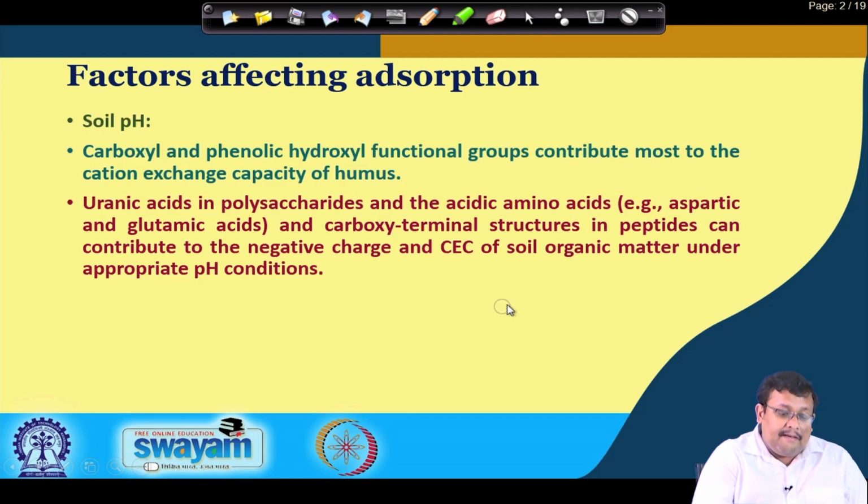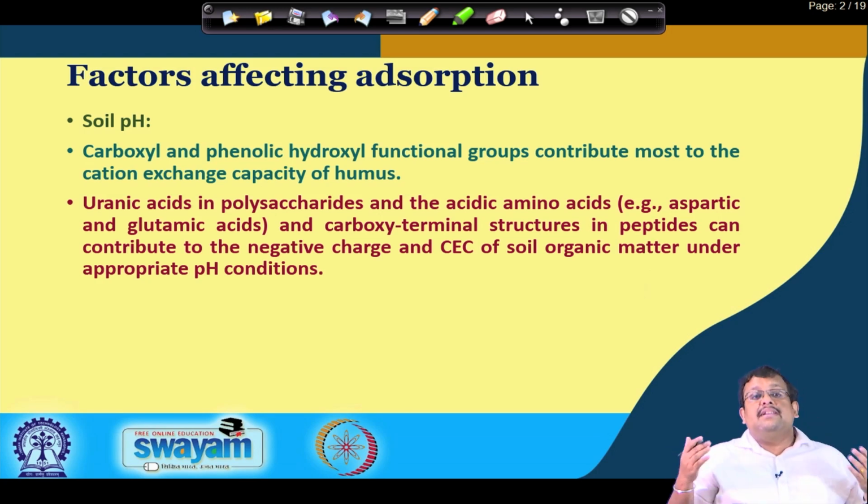Okay. So, if we move ahead, another important factor is soil pH. Now, carboxyl and phenolic hydroxyl functional groups contribute most to the cation exchange capacity of the humus. You know that in case of humus, as we have already discussed, carboxyl and phenolic hydroxyl functional groups are present and they contribute most to the cation exchange capacity of the humus. For example, uronic acid in polysaccharides, the acidic amino acids, for example aspartic and glutamic acid, and carboxy terminal structures in peptides can contribute to the negative charge and CEC of the organic matter under appropriate pH conditions.